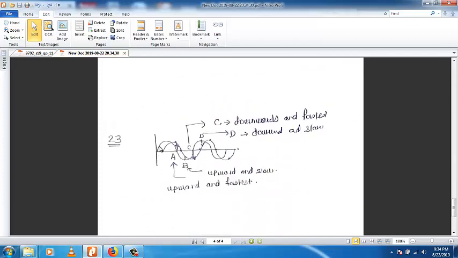Just like this. This is the current wave and this is the displaced wave. So see here, A is the fastest upward, B is upward but less, C is fastest but downwards, and D is also down but slow. So the answer is A.